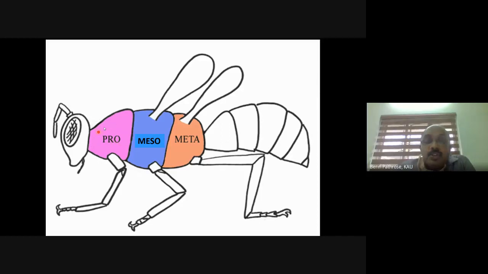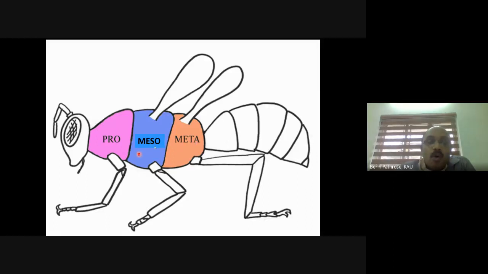The anteriormost segment is called the prothorax. The middle segment is called the mesothorax, and the posterior segment is called the metathorax. I will repeat again. The thorax has three segments, 1, 2, and 3. The anteriormost segment is the prothorax, the middle segment is the mesothorax, and the posteriormost segment is the metathorax.